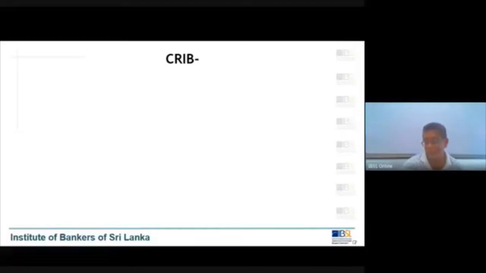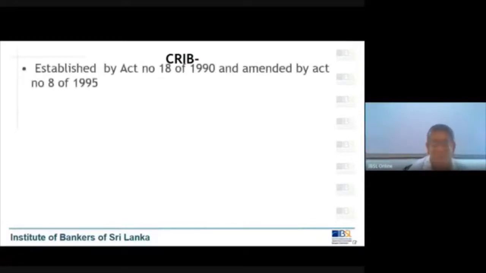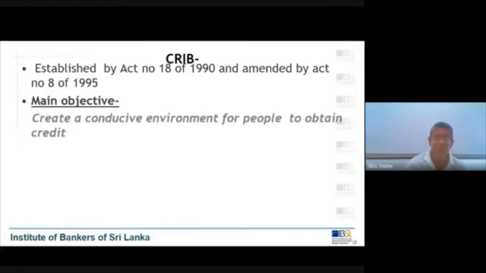Okay, now let's look at another famous institution available for banks and financial institutions to protect them from bad customers. We call it CRIB, the Credit Information Bureau, established by Act Number 18 of 1990 and amended. So what is the main objective of the CRIB? Sometimes the examiner can ask what is the main objective of establishing a CRIB. The first is to create a conducive environment for people to obtain credit.